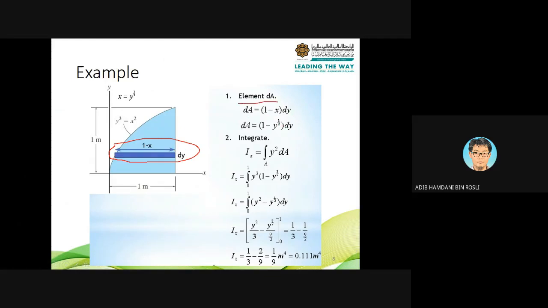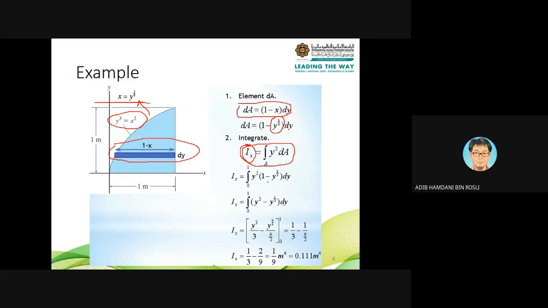And then this x you can substitute from this equation. You can express x equals y to the power of 3 over 2, isn't it? So you put here x as y to the power of 3 over 2, and then you integrate. What you want to find is the moment of inertia about the x-axis, so Ix is given by this formula, the integration over the area of y squared dA. You plug in these parameters: y squared, and dA is 1 minus y to the power of 3 over 2 times dy.